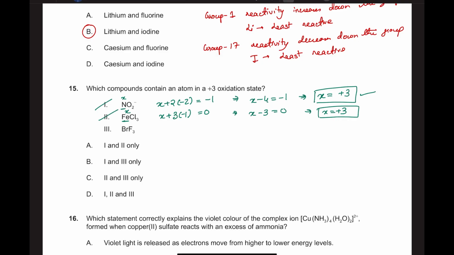1, 2, done. Next is BrF3. So take Br as X because fluorine is more electronegative than Br. Fluorine is the most electronegative element in the periodic table. So fluorine definitely will have a minus 1 oxidation state. So X minus 3 again is 0. So you get X as plus 3. BrF3 is an interhalogen compound. Fluorine is more electronegative than Br. You know that in the entire periodic table, fluorine will always have a negative 1 oxidation state. The only exception is in F2. So we found that in all these three compounds, we have an atom with a plus 3 oxidation state. So answer would be D.